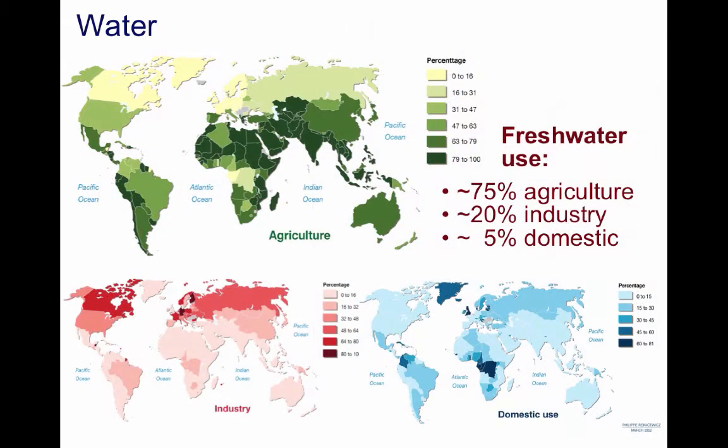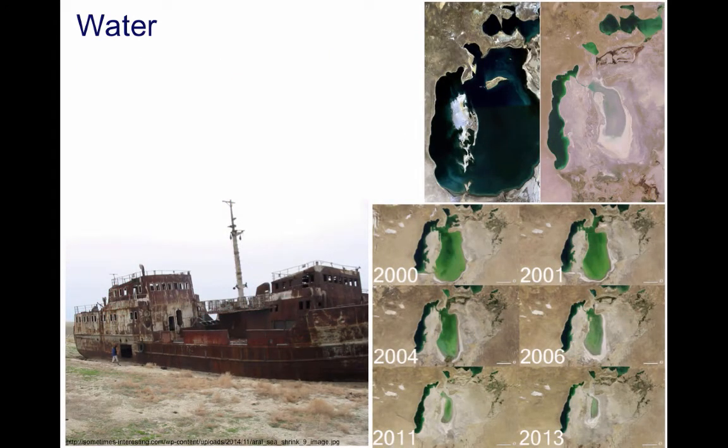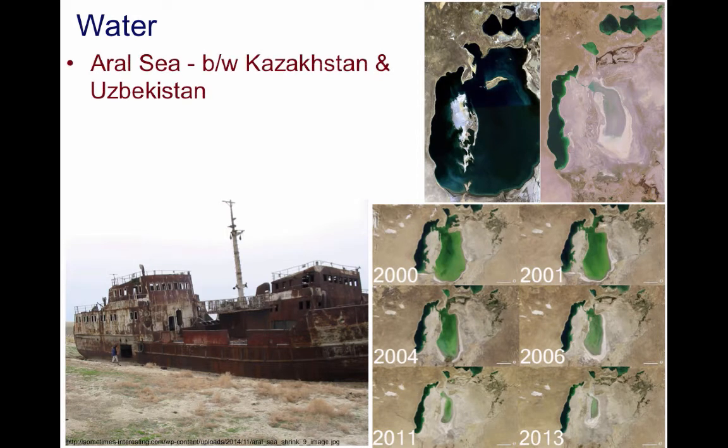Now, worldwide, about 70% of all the world's water supply is used in agriculture, and another 20% is used for industries. And one of the great ecological disasters of the 20th century occurred in Kazakhstan and Uzbekistan, whose common boundary runs through the Aral Sea.